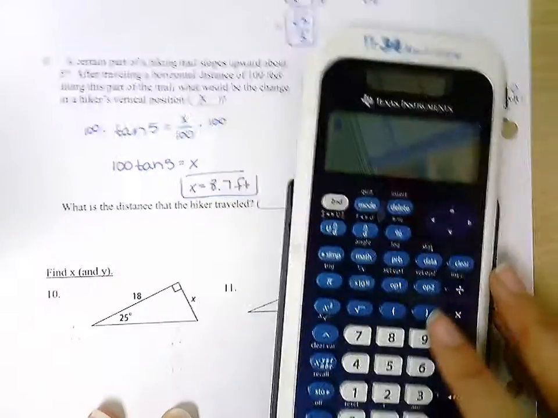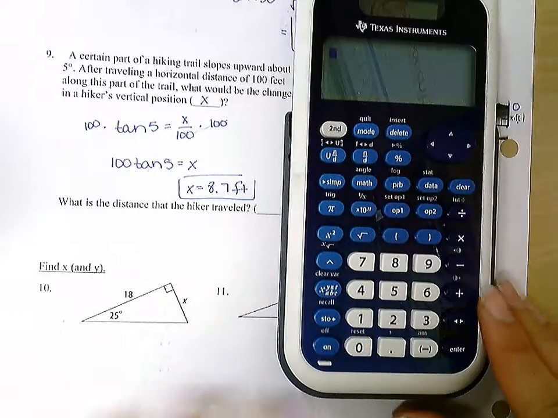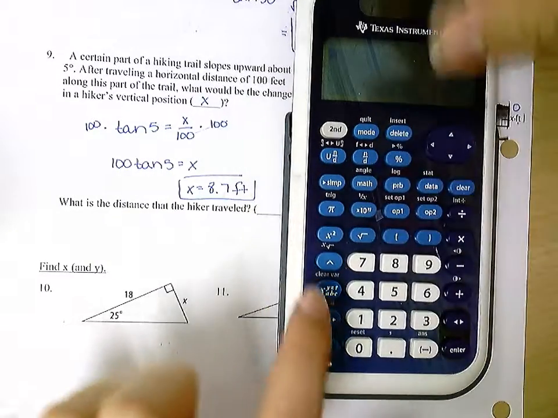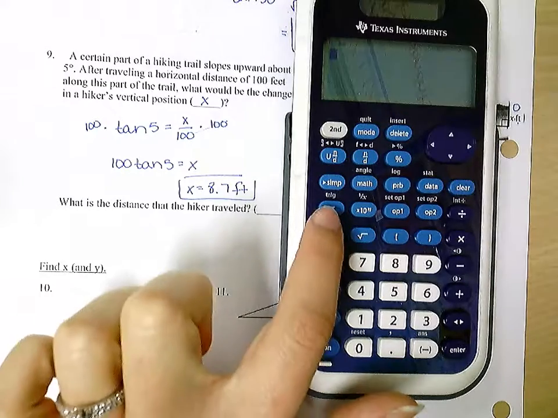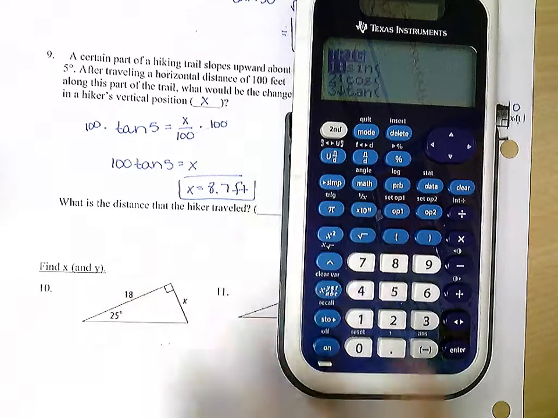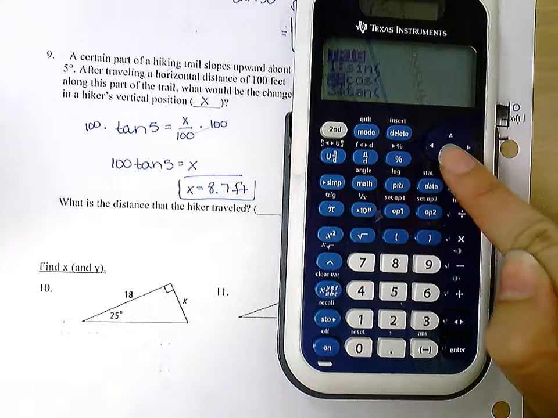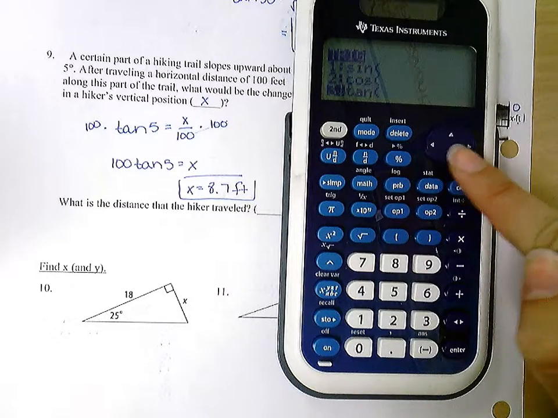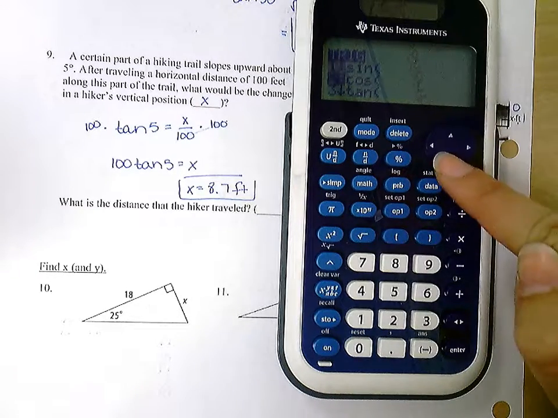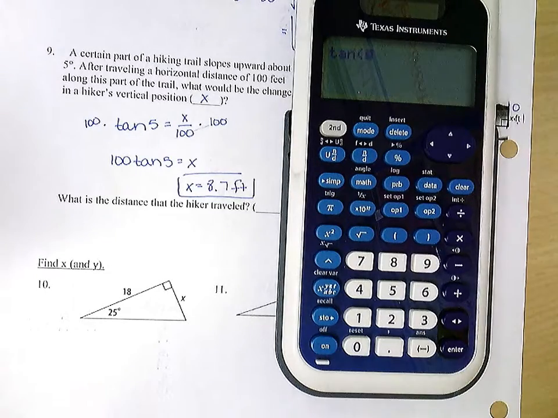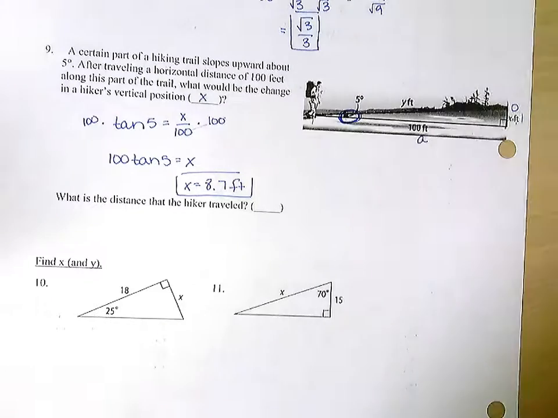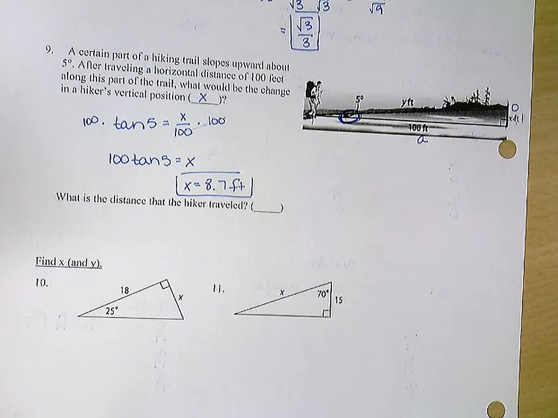If anybody has this one, you have to press second, and you have to press this trig or pi button, and then you have to select sine, cosine, or tangent. And then it'll pop up. Anybody else have a different type of calculator?